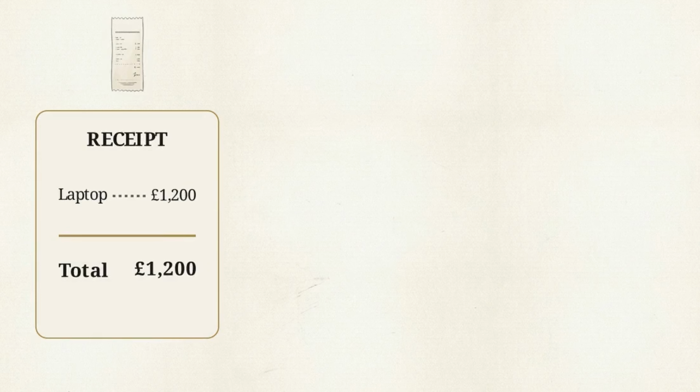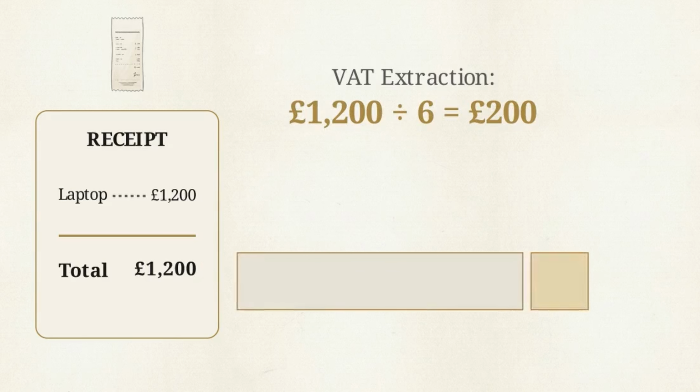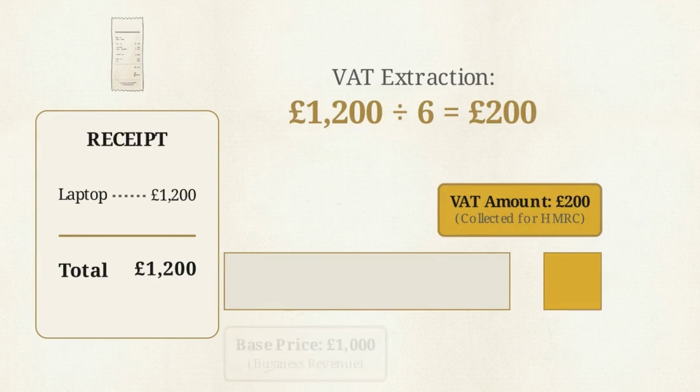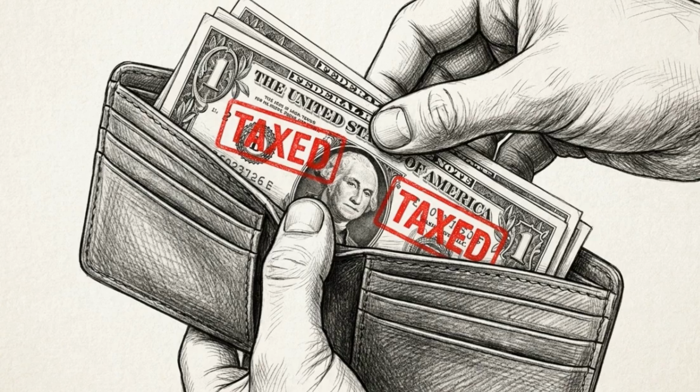Calculating 20% of a retail sticker price yields an incorrect result. This receipt illustrates why. The sticker price already includes the tax, meaning it represents 120% of the item's base value. To extract the VAT amount from a VAT inclusive price, you divide by 6. Dividing the £1,200 total by 6 gives us the exact VAT amount of £200, leaving a base price of £1,000. Because it is built into consumption, VAT represents an unavoidable secondary layer of taxation. The state captures further revenue on money Emma has already paid income tax and NICs on.